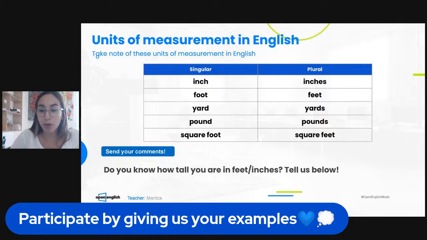So Karia says, I'm 1 foot and 65 inches. All right, you're very small.